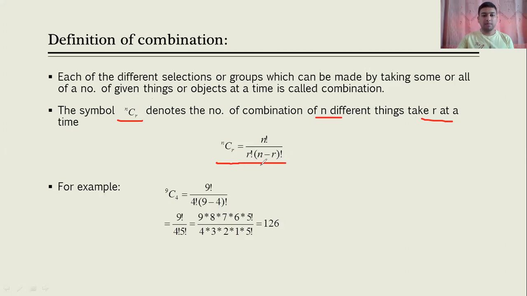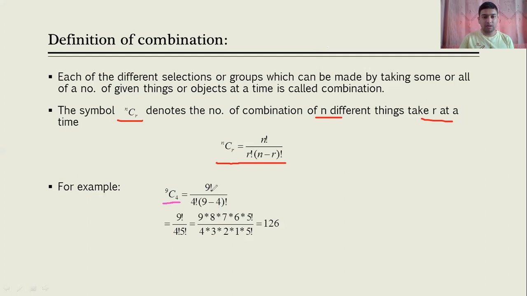Okay, for example, let us consider there are 9 different things, and out of these 9 different things, let us say you are selecting 4 things randomly, where order is not important. Now, if you want to calculate the value of 9C4, how will we calculate? It is equal to, according to this formula, see what is n here? n is equal to 9. What is r here? r is equal to 4.